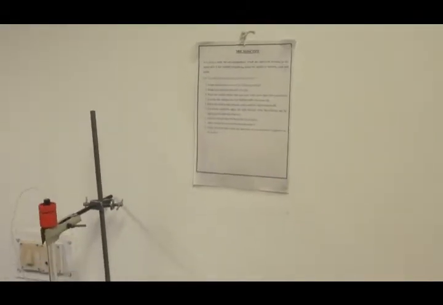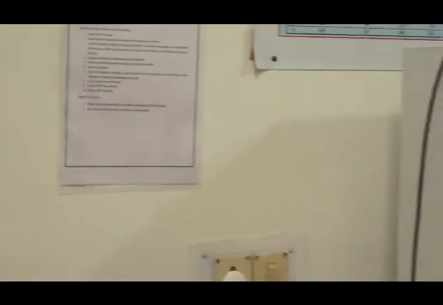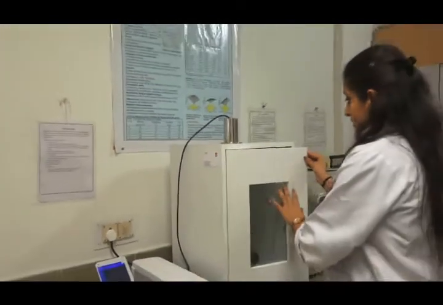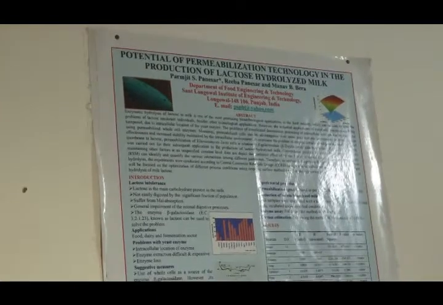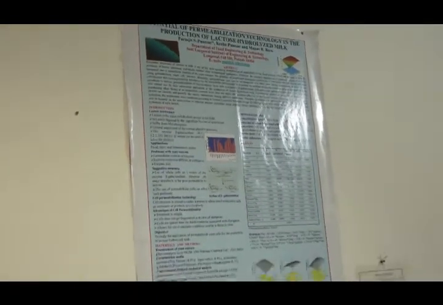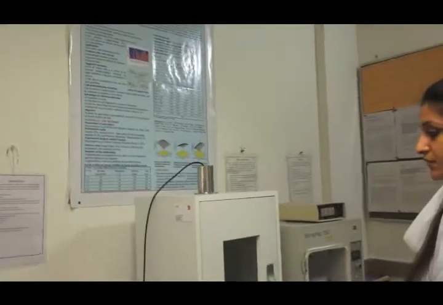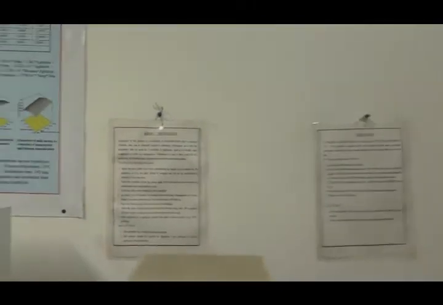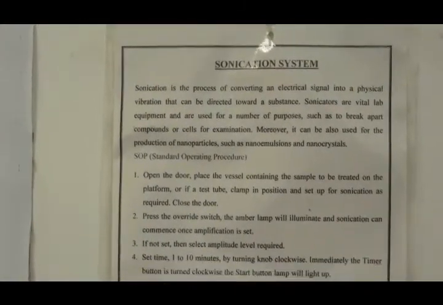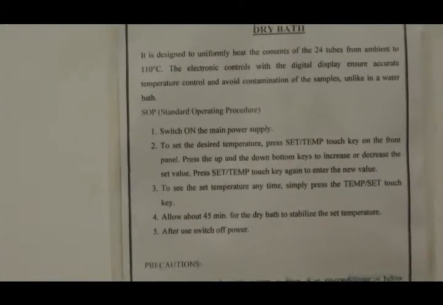A research scholar is working on it. This sonicator is basically used to reduce the particle size and also for the extraction of various materials with the help of sonication, the ultrasound. So next we have this sonication system. Next one is the dry bath, which is basically used to heat the content from ambient temperature to 110 degrees Celsius. Here is the list of all the publications and books that have come from this lab.